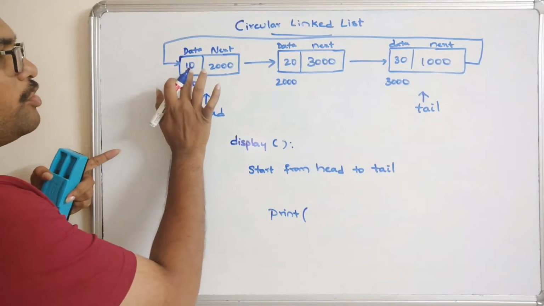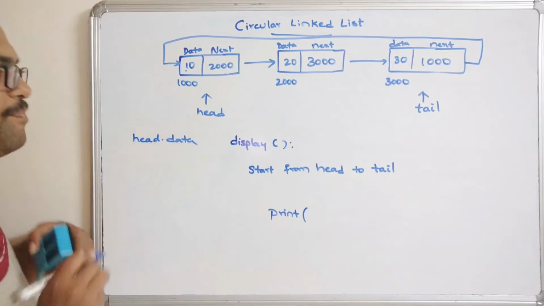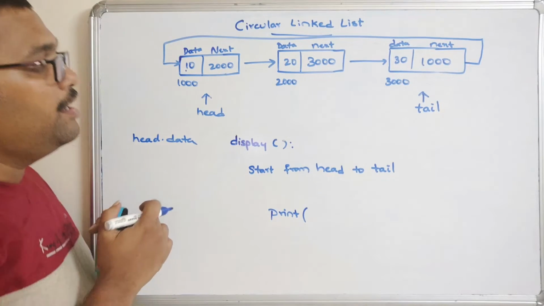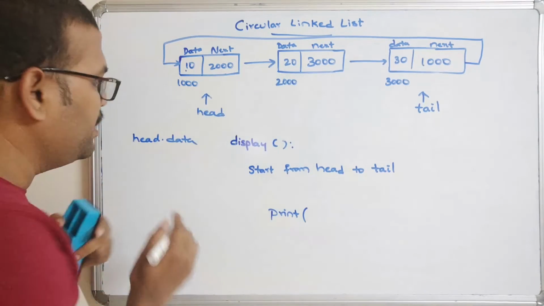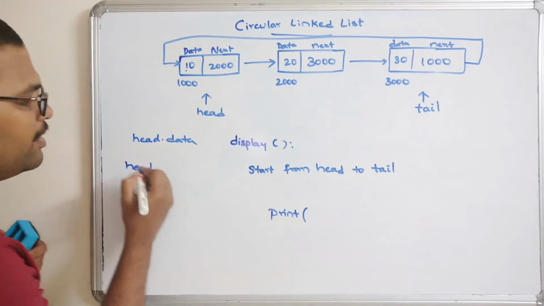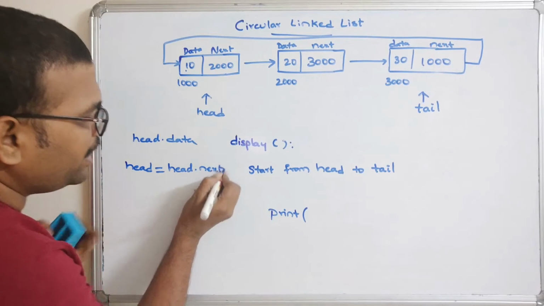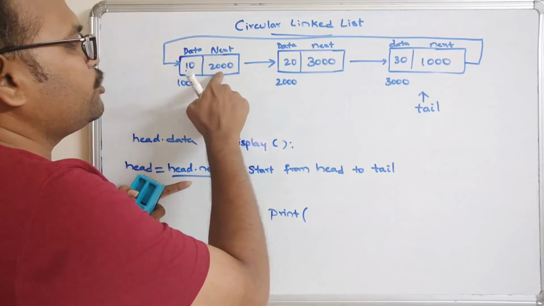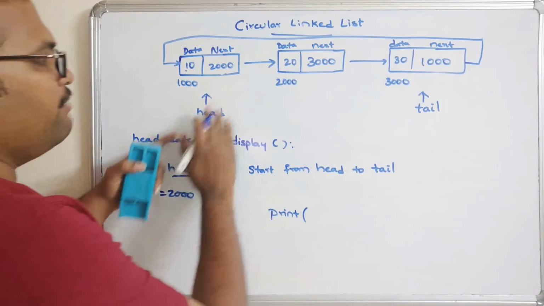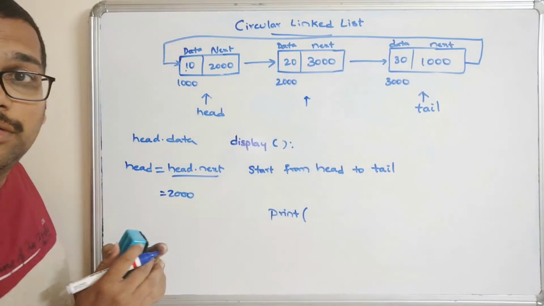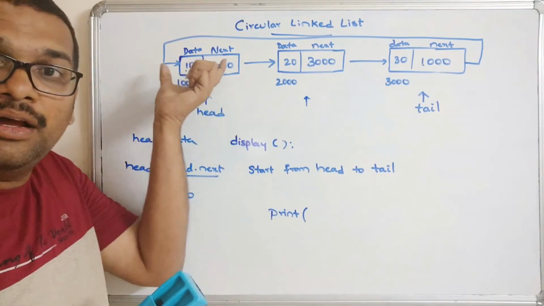If we want to display this one, we can simply write head.data. Now, how do we move this head to the next one? Simply use head is equal to head.next. Here head.next is 2000, so head is equal to 2000. That means the head will be pointing here. One thing we should be careful about: head should not be moved. Head should stay at the first node.